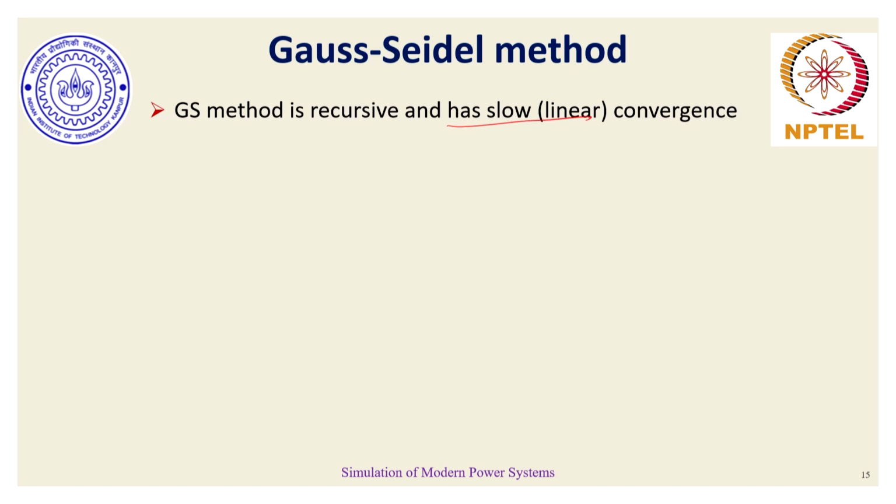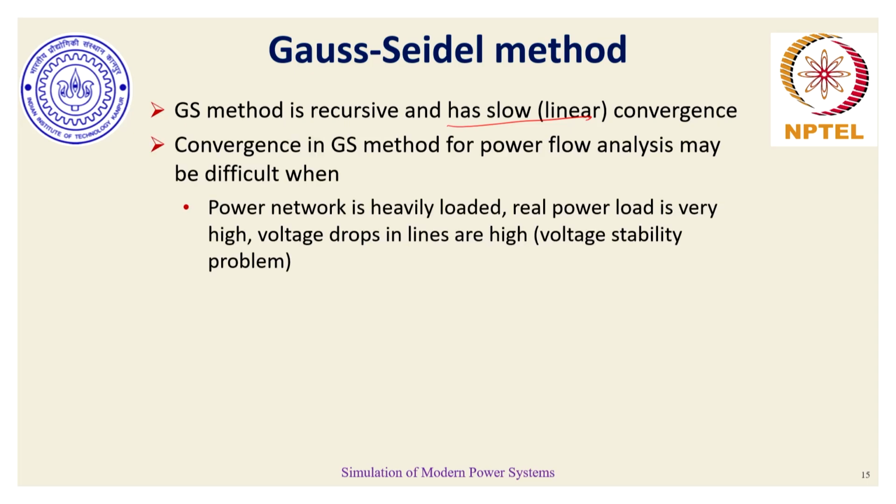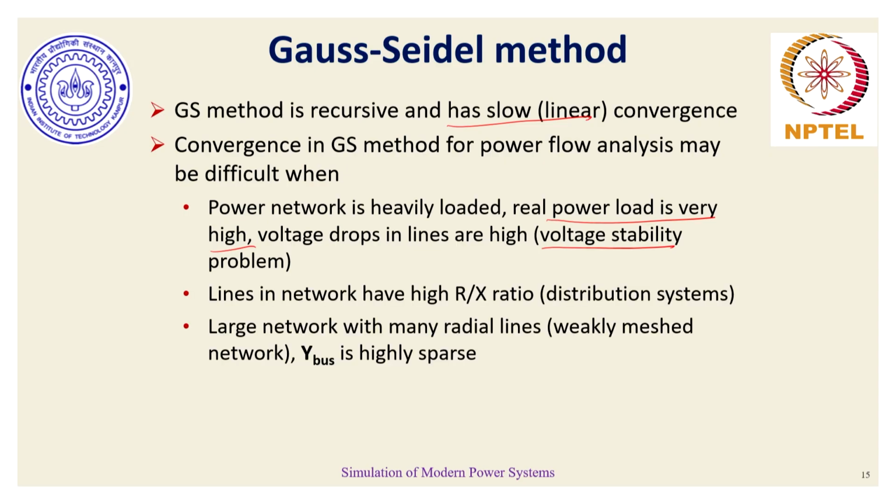It is recursive, but it has slow and linear convergence, and often Gauss-Seidel method has difficulty in finding power flow solution for heavily loaded networks where the load is pretty high. We will discuss this high load impact on voltage in terms of voltage stability problem. It also creates difficulties for networks, specifically distribution networks, where R by X ratio is very high.